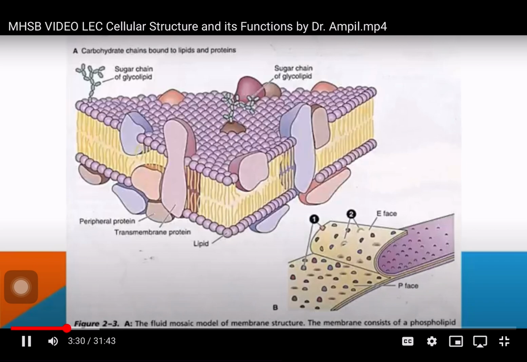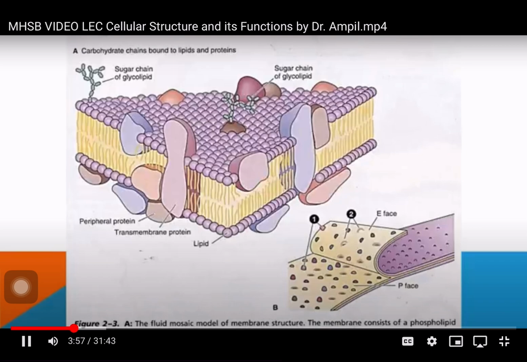The cell membrane under electron microscopy has three layers, namely an outer and an inner phospholipid layer and a middle lipid bilayer. So the cell membrane has a trilaminar structure under the electron microscope.